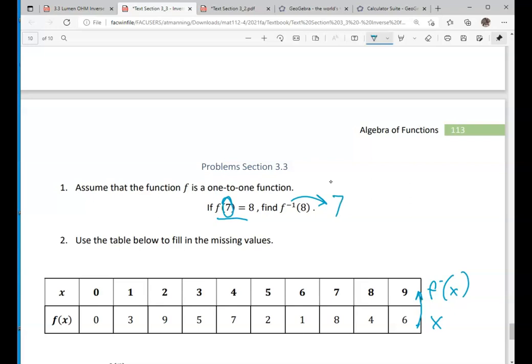If I see this, f takes me from 7 to 8, just like that mapping they showed you in that little example. If f maps 7 to 8, then f inverse better take me back to 7, or it's not the inverse. Maybe that mapping diagram will click.